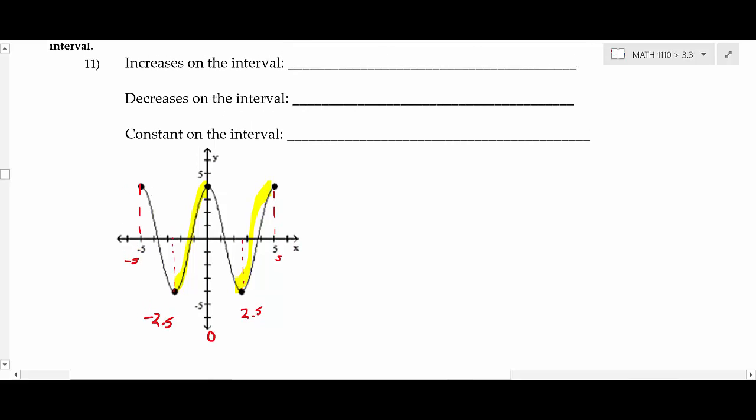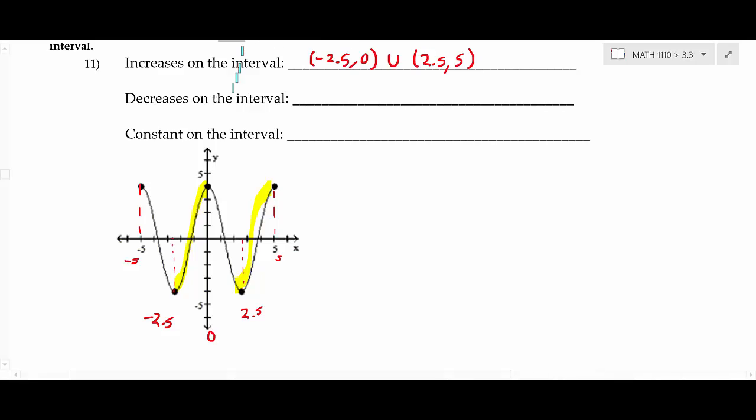So what you would say for the function increasing, from these x values, you would say from -2.5 to 0, like that. And again, they're open intervals. And then what we'd do is you say union to get the next one. So the next one would be 2.5 up to 5 like that. Okay, so use open intervals and just name them from left to right.